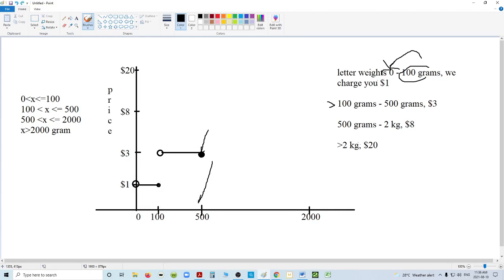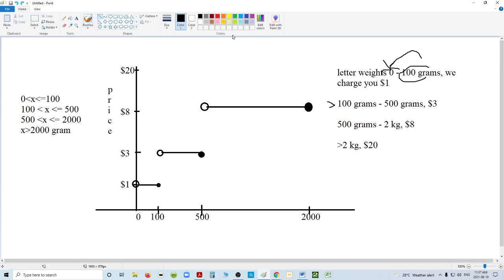But you can see the next level up, $8, is 500 to 2 kilograms, which is 2,000, but not including 500, so we do a hollow circle all the way up to 2 kilograms, but it's including the 2 kilograms, so we do a full circle, and we join it with a line, which means anything from 500 to 2,000 grams, the post office is going to charge you $8.